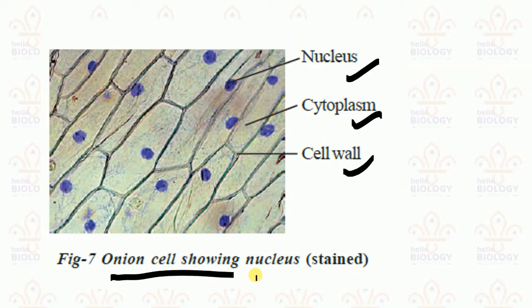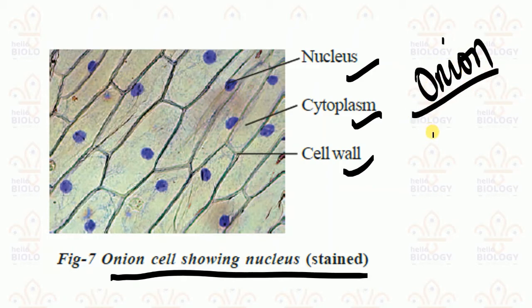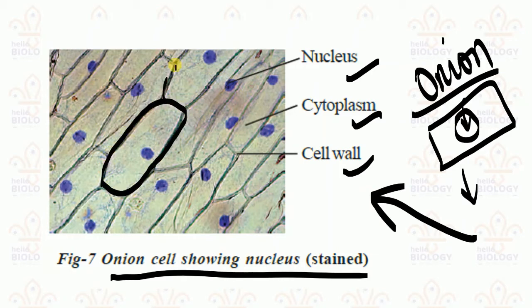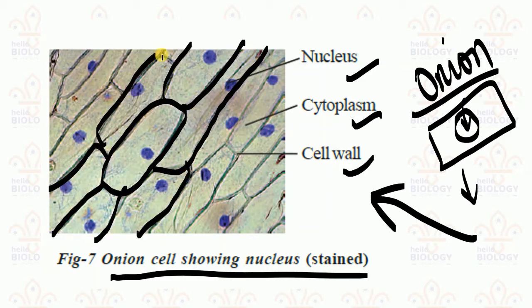This is the most important activity, showing that cells have a nucleus. Which plant have we taken here? Onion. We took a small layer and kept it on a slide. After that we added methylene blue solution, then we focused under the microscope, and we got this bigger image. Here you can see the onion cells, how neatly and closely arranged they are. So these are all onion cells.